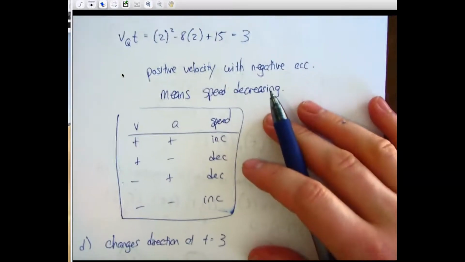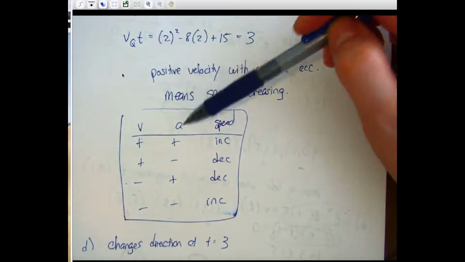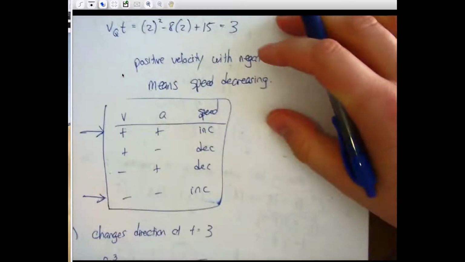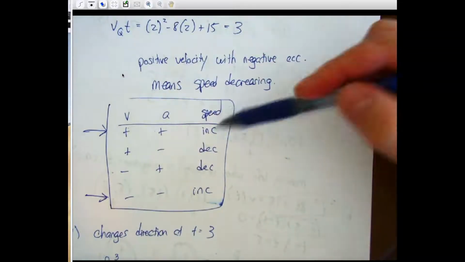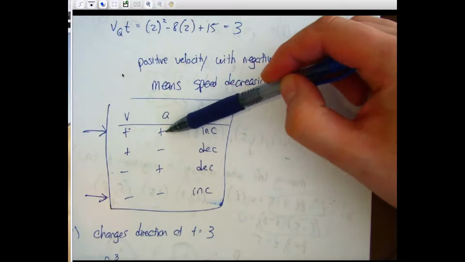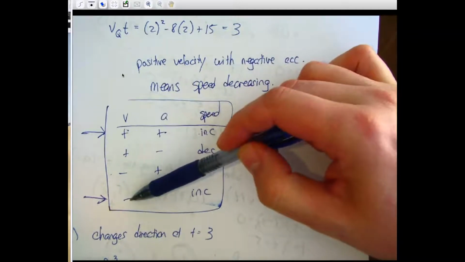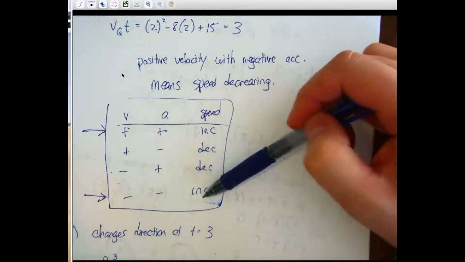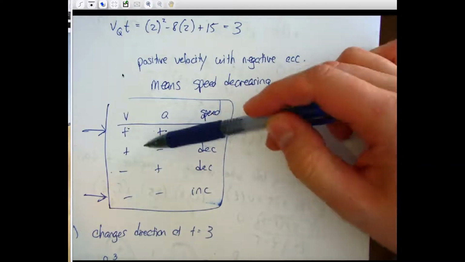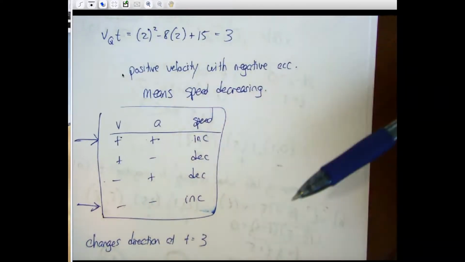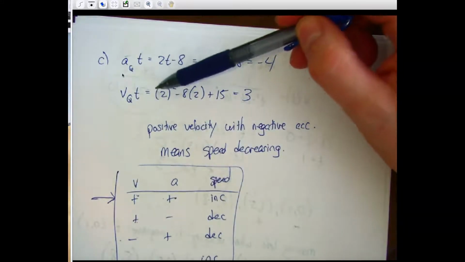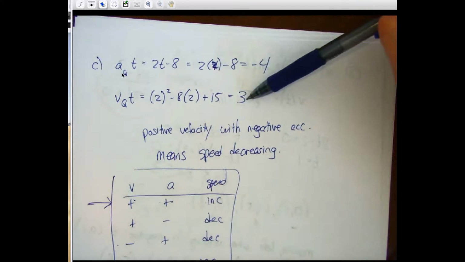So if you remember this chart we have on the board for speed, if the velocity and acceleration have the same sign, we're speeding up. So think about if I'm moving forward and I'm moving forward faster, I'm speeding up. If I'm moving backwards and I'm moving backwards at a more negative rate, that's also speeding up. And if your velocity and acceleration are opposite signs, your speed is decreasing. So what that means is back up here, I have to also find the velocity. So I plugged 2 into the original equation and found the velocity is 3.